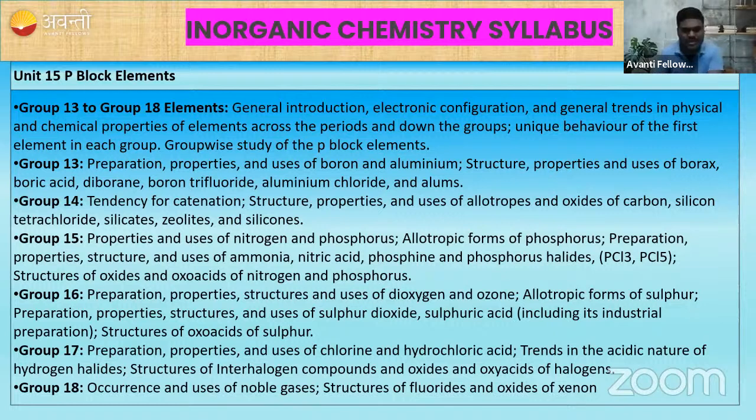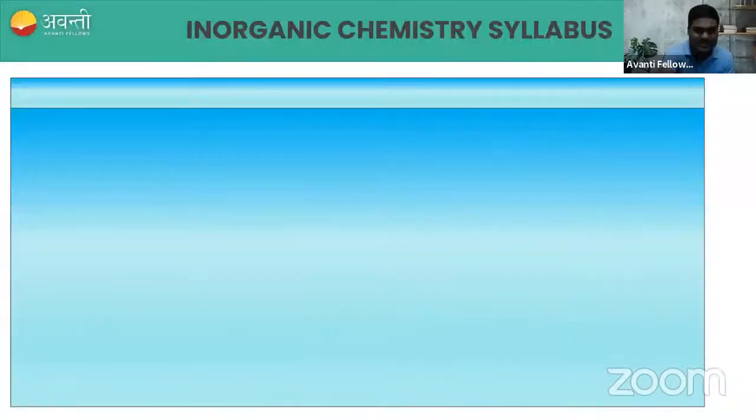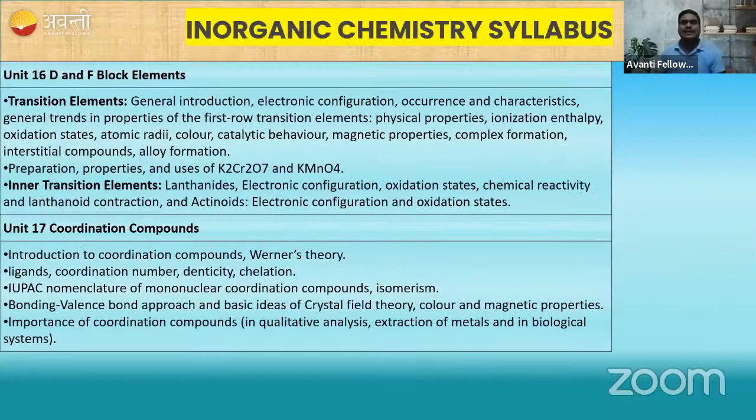In this also we are going to study the preparation, properties and uses of chlorine and hydrochloric acid, the trend in the acidic nature of the hydrogen halides, the structure of interhalogen compounds, and oxides and oxoacids of the halogens. Right. Now, inorganic chemistry syllabus.